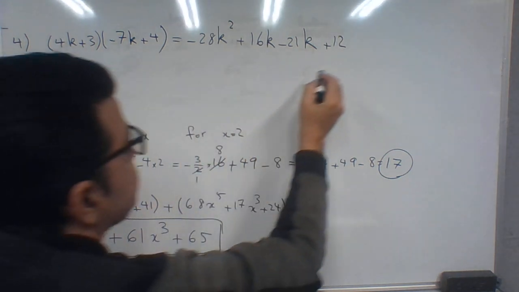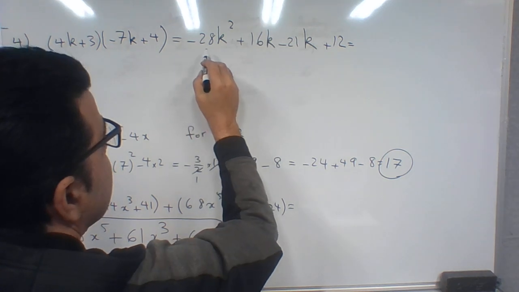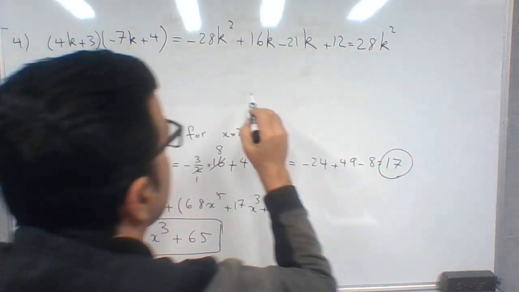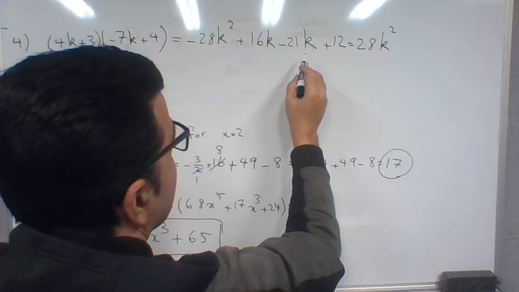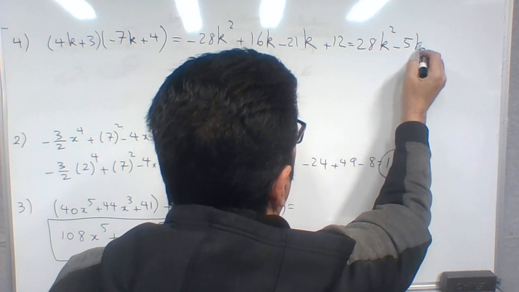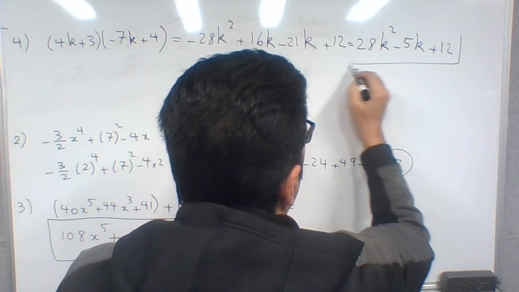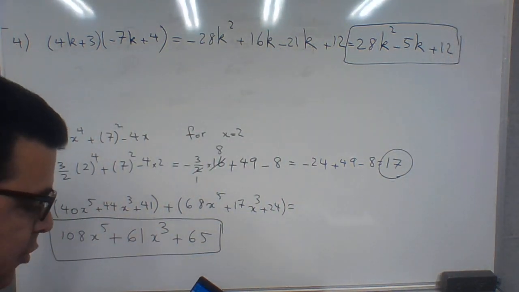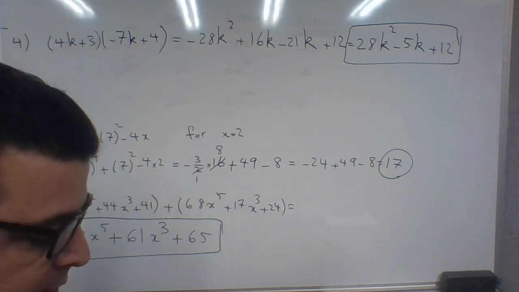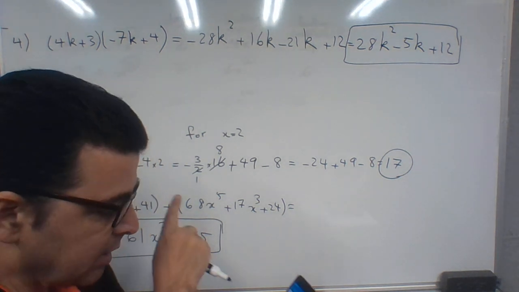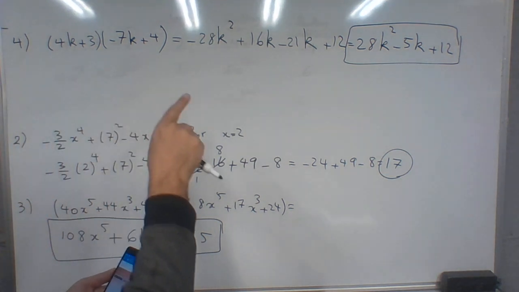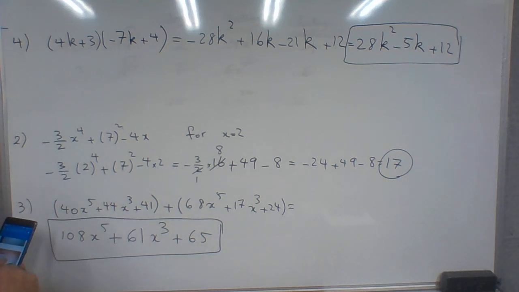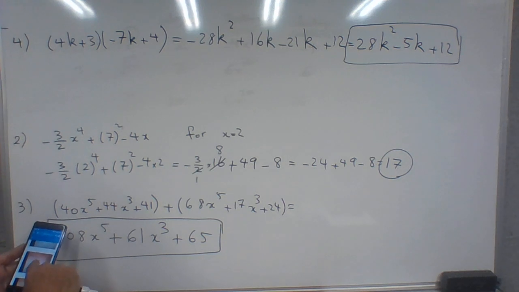Now simplify. So minus 28k squared is the only second degree. And then 16k minus 21k is minus 5k plus 12. So this is the final answer. Maybe you can check your textbook to understand what FOIL actually is, but this is how we usually find the multiplication of two expressions. This was number 4. Now go to number 5.